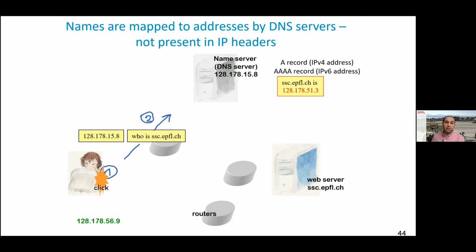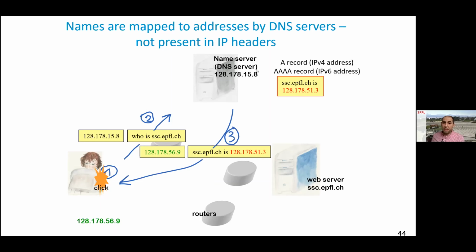That's all what she does. Behind this click, what happens is that the name SSC EPFL needs to be resolved. So there's a request that flies from Alice's machine to the domain name server of EPFL. So this domain server will resolve the IP address and replies to Alice.